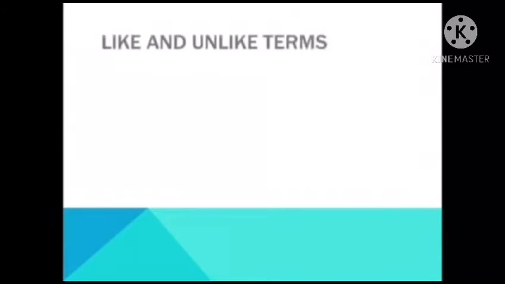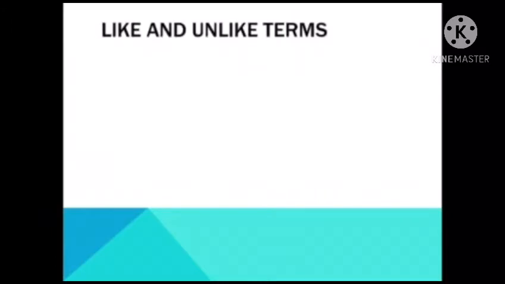So we have learned the basic things for algebra. Now we are going to learn about like and unlike terms. What do terms mean? The things given in between addition, subtraction, multiplication, division, or a comma, anything. Those are said to be terms. The number or the variable is said to be a term.